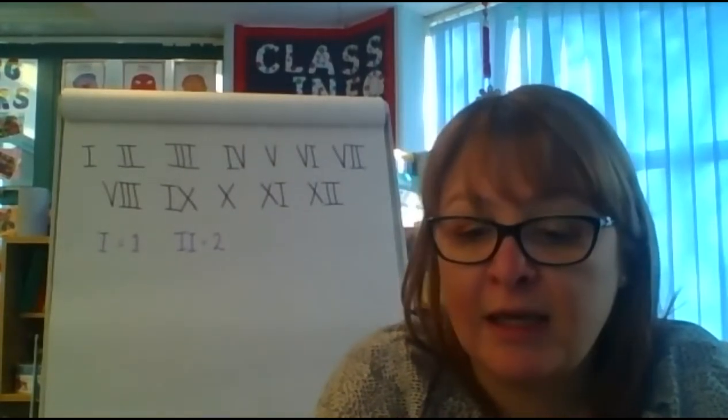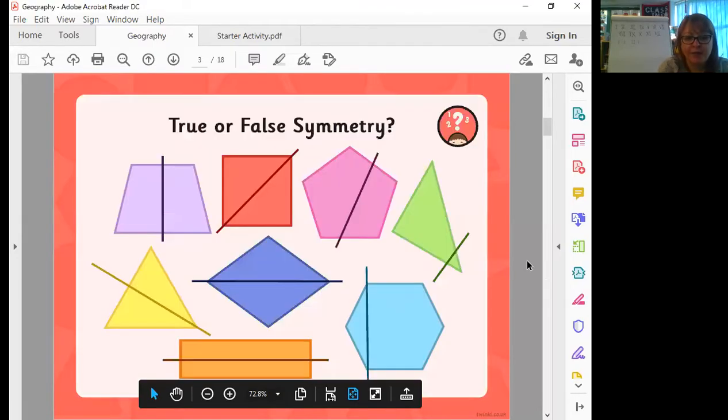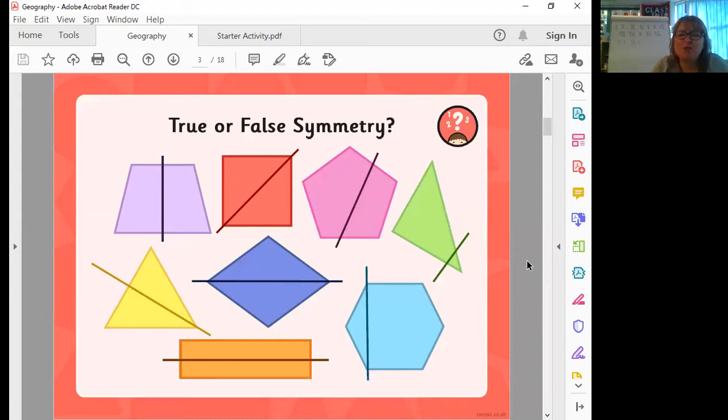So you can see some shapes on my screen, and it says true or false symmetry. Now, for an object to have a line of symmetry, you've got to imagine that you are putting the line, first of all, down the middle of the shape. It has got to go down the middle of the shape.